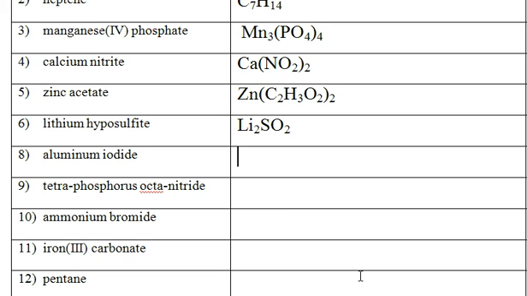Aluminum iodide: Al, and the charge on aluminum is +3. And iodide, since it ends in IDE, means that we're looking at an element, unless it's hydroxide. So if it ends in IDE, you're looking at simply a single nonmetal. The charge on aluminum, which was indicated earlier, is +3. The iodine has a -1 charge.